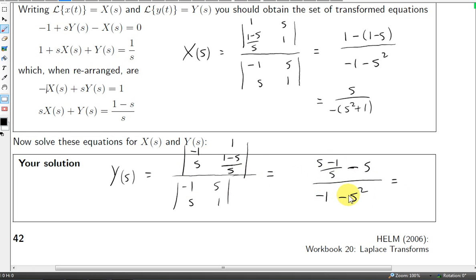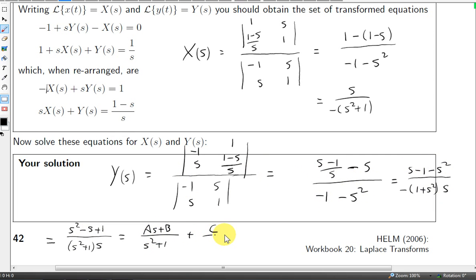Now we can multiply this above and below by s to get s minus 1 minus s squared on top. And underneath we have minus 1 plus s squared times s. We can then take the minus sign into the top of this, so we get plus s squared minus s plus 1, and we can get partial fractions of this. So as before, we multiply as plus b by s and c by s squared plus 1. And the numerator must be equal to s squared minus s plus 1.